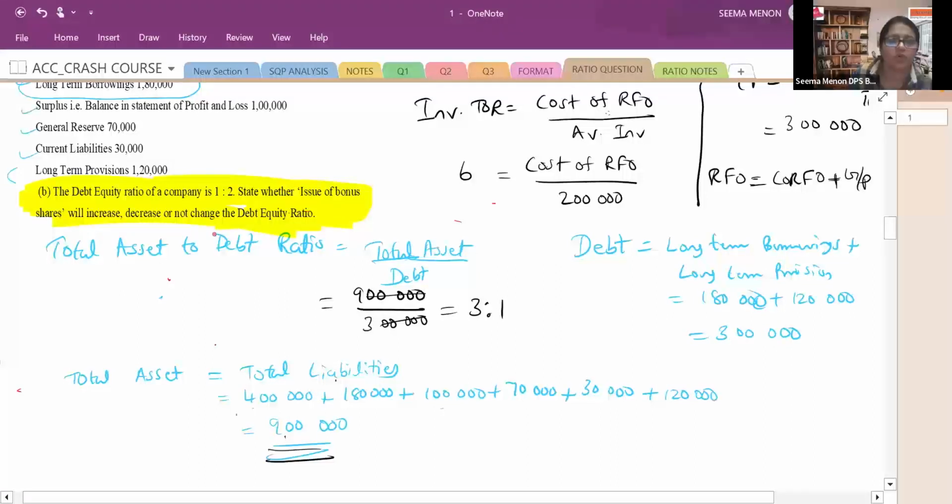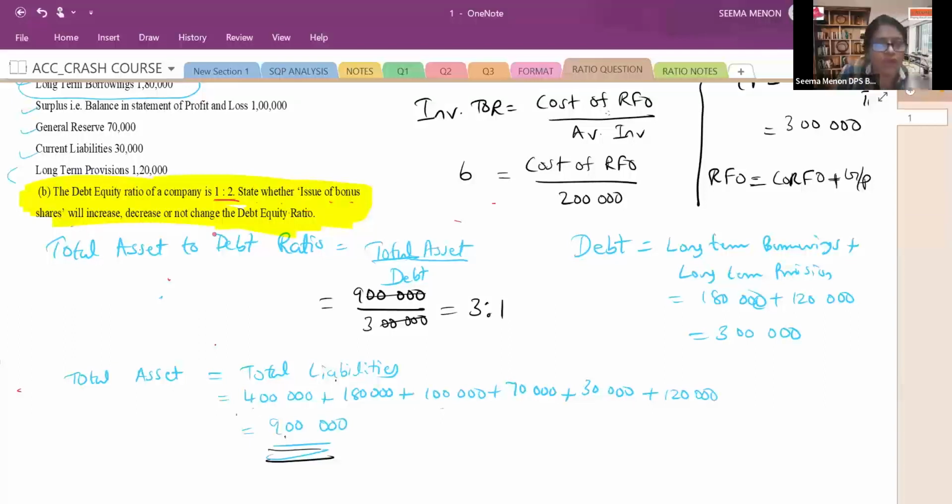The debt equity ratio of a company is 1:2. It is given. We also know that debt equity ratio is debt upon equity. State whether the issue of bonus shares will increase, decrease, or not change the debt equity ratio. We have to think about that. You have to take an example, an imaginary example, and you can solve it.